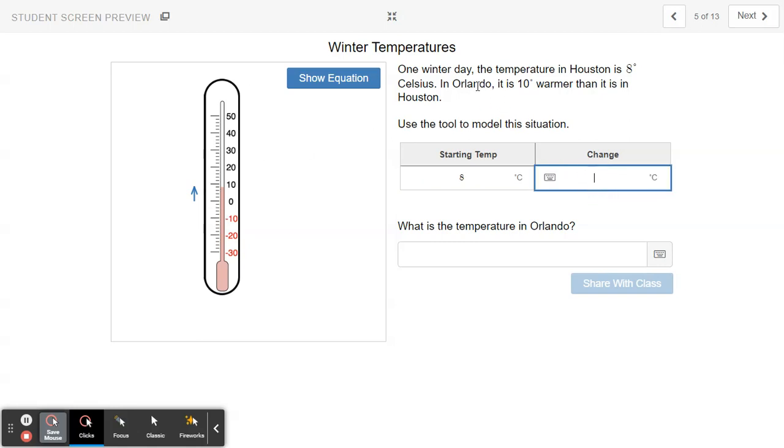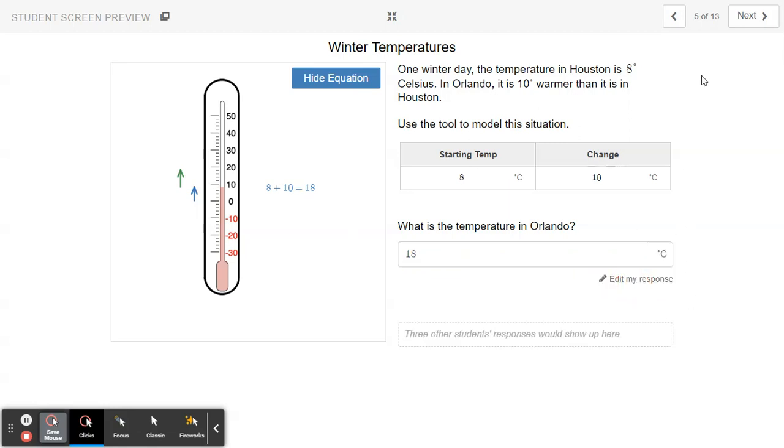Now, the change, it said it got warmer. So I know that warmer temperatures means positives. So that went up 10. And again, you can see it's showing us what's happening. Let's see what the equation is. It's showing an 8 first. From 8, we went up 10, and we ended up at 18. So you can see why the equation's important. It does the math for us in this case. So we know the temperature in Orlando is 18 degrees Celsius.